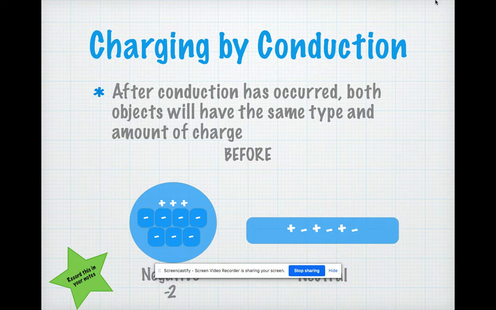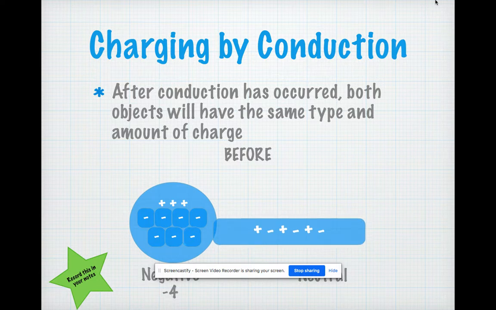So before, our rod was neutral and our ball was negative. After they touch, those electrons move from the ball to the rod. And now after, our rod is negative and our ball is also negative. So our rod has gained electrons, and it has an overall negative charge. Our ball still has more negatives than it does positives, so it also has an overall negative charge.